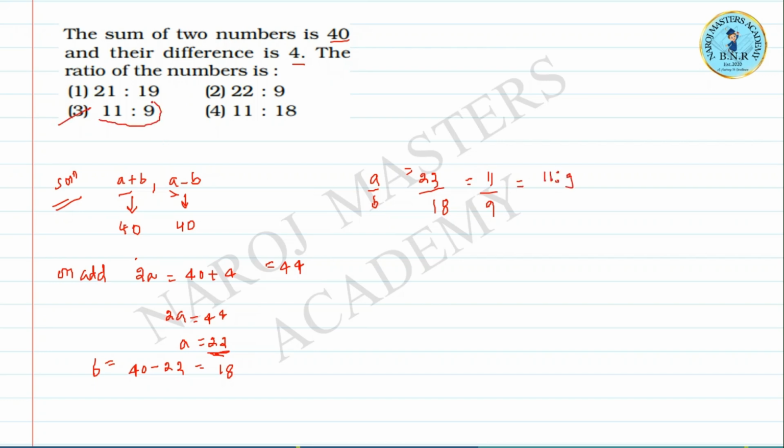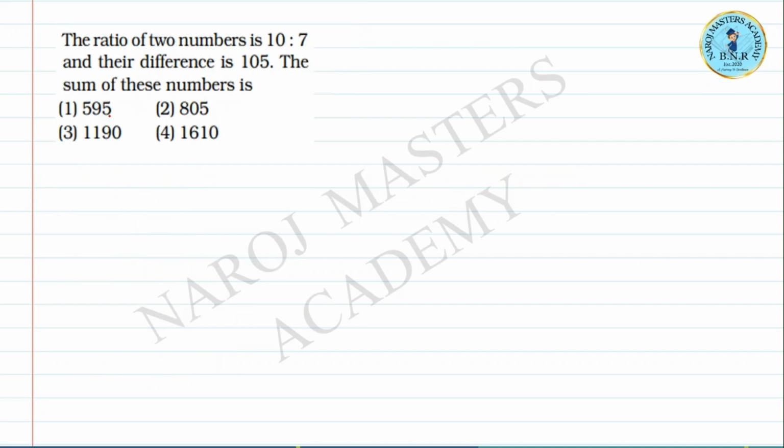11 is to 9. Fourth question. The ratio of the two numbers is 10 is to 7 and the difference is 105. The sum of these two numbers is asked. They have given the ratio of the two numbers and the difference. We have to find the sum of the two numbers.